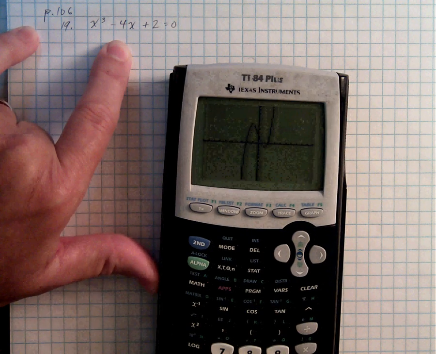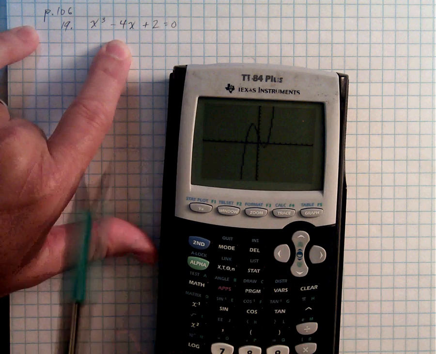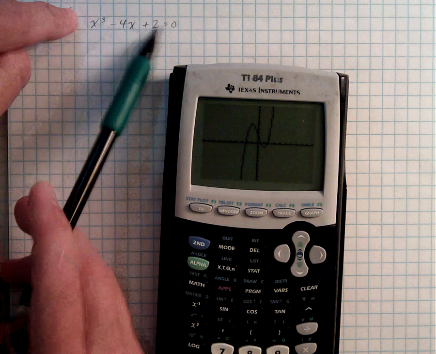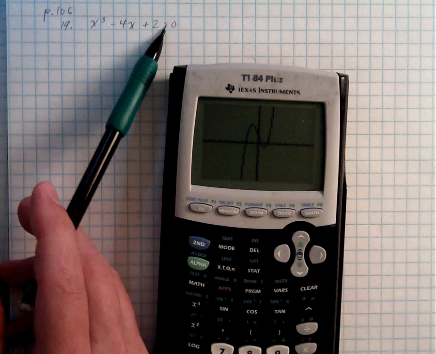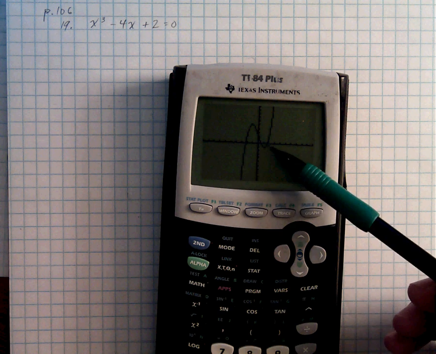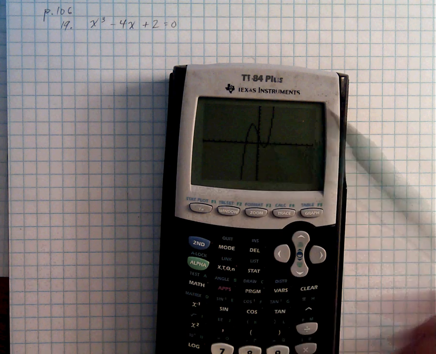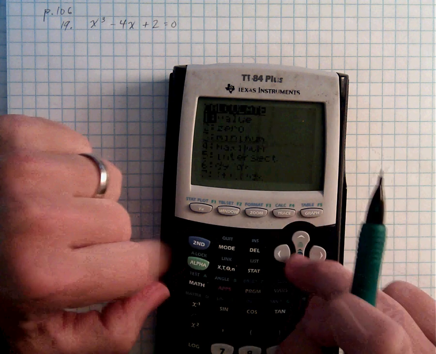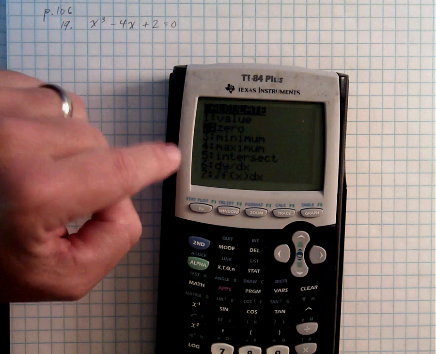The solutions to this are the values of x that make this whole thing equal 0. Those are basically the same thing as the x-intercepts, so the x-intercepts are also the solutions to this equation. One quick way to find the x-intercepts is to go to second trace and choose 0.